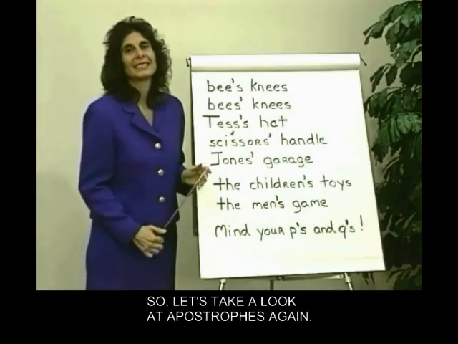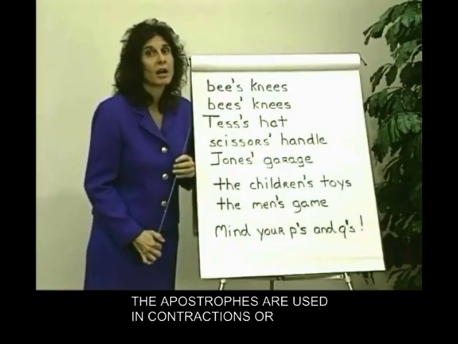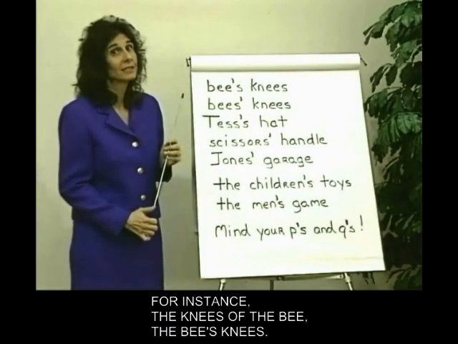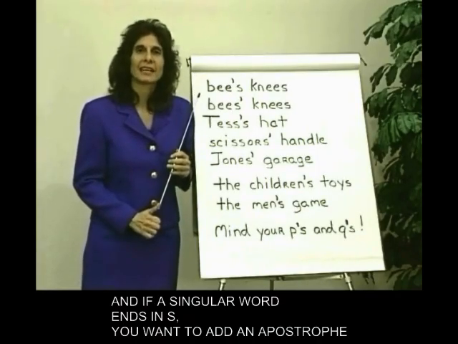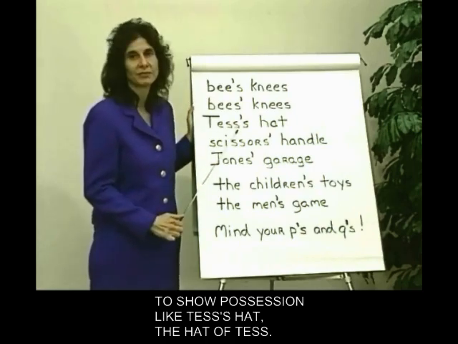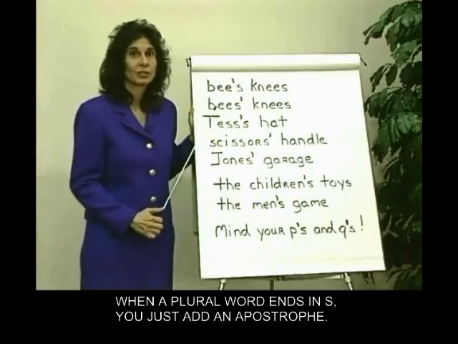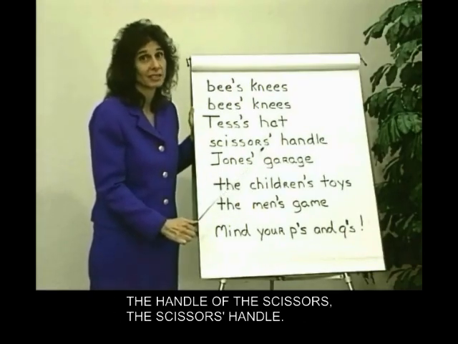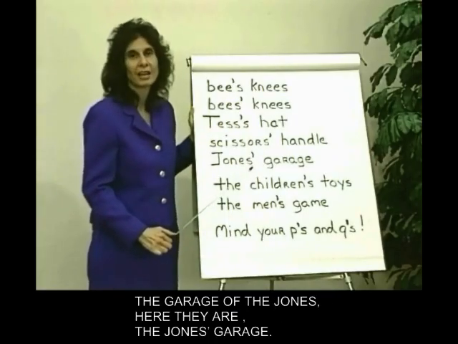So let's take a look at apostrophes again. Apostrophes are used in contractions. When we're talking about two nouns together, for instance, the knees of the bee, the bee's knees. And if a singular word ends in S, you want to add an apostrophe S to show possession, like Tess's hat, the hat of Tess. When a plural word ends in S, you just add an apostrophe. The handle of the scissors, the scissors' handle. The garage of the Joneses, the Joneses' garage.